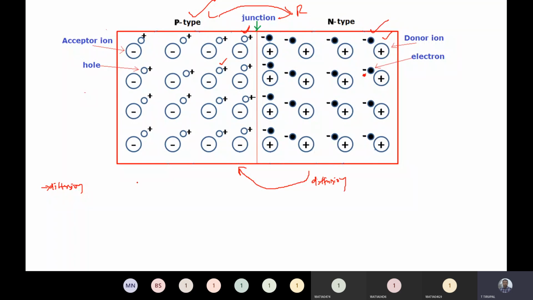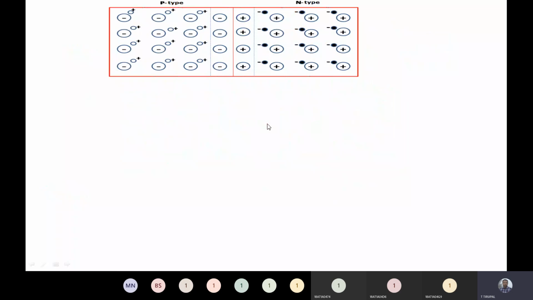So diffusion of holes will move from p-type to n-type. Diffusion of electrons will move from n-type to p-type. While they are moving here, this hole and this electron will get recombined, and it will die. It will expire. This plus and this minus will expire now.